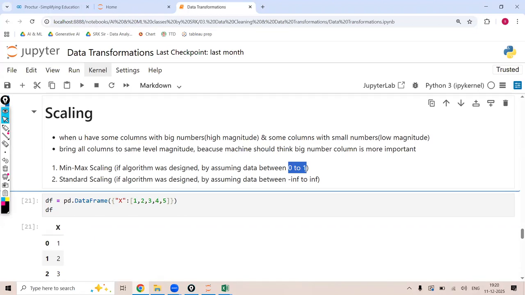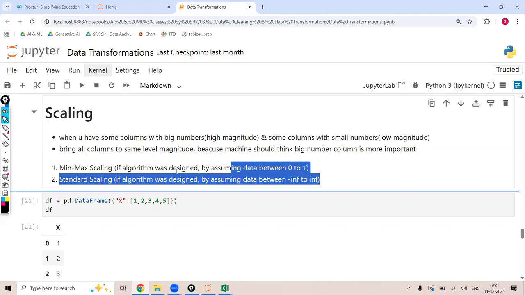Sir, instead of providing between 0 to 1, if I give 100, 200, what happens? Accuracy drops. Nothing else will happen. The algorithm will be applied for any number. Whatever worst number you give, I'll apply the algorithm. If you give the right number, miss, you will get the right output. If you give a wrong number, the output is wrong. Points are clear? Now, if the algorithm was designed by assuming the data between 0 to 1, for that particular data, we have to apply min-max scaling. If the algorithms are designed between minus infinity to infinity, for those algorithms, you have to apply the standard scaling.